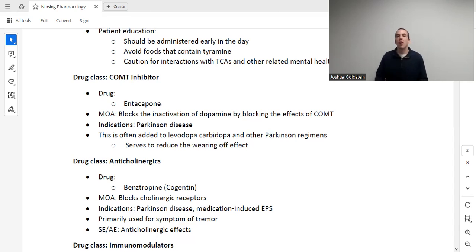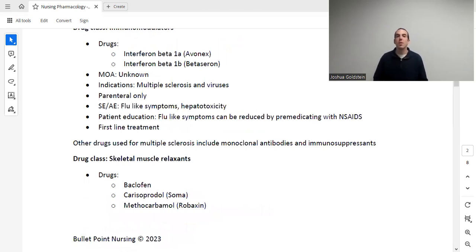Adverse effects of this drug are anticholinergic effects. If you don't know what those are, please go back to the lecture where we covered cholinergic effects and anticholinergic effects, because there's a ton of test questions that could be asked about that, whether it's in your nursing program or on the NCLEX. Next, we have a drug class called immunomodulators, and now we've moved on to multiple sclerosis.